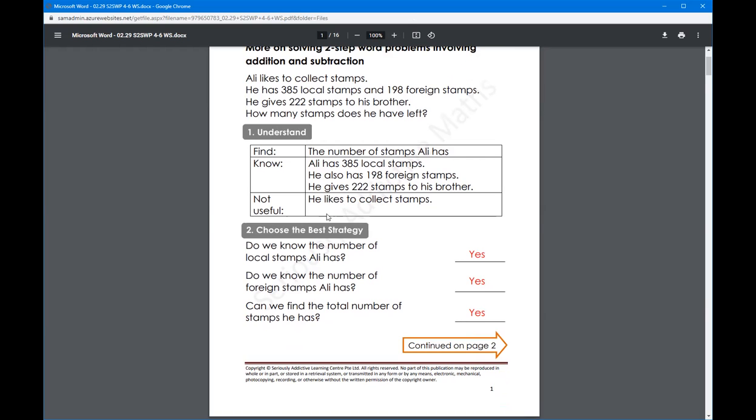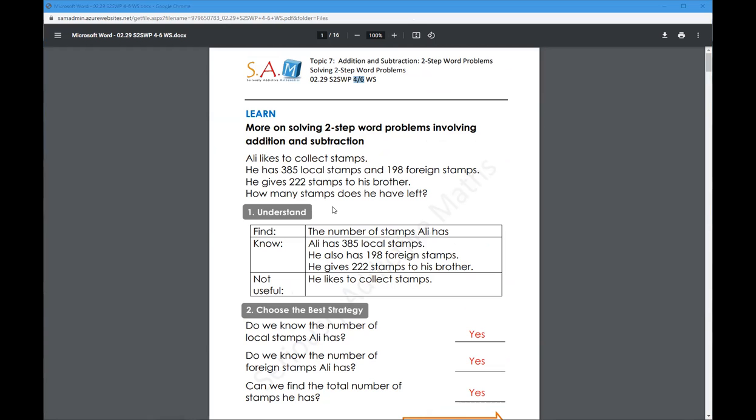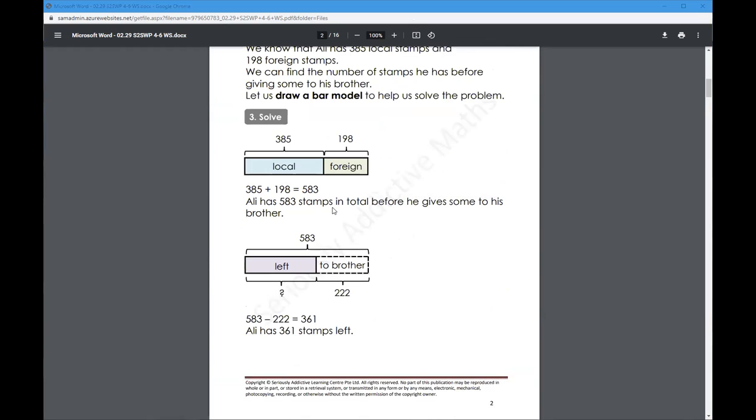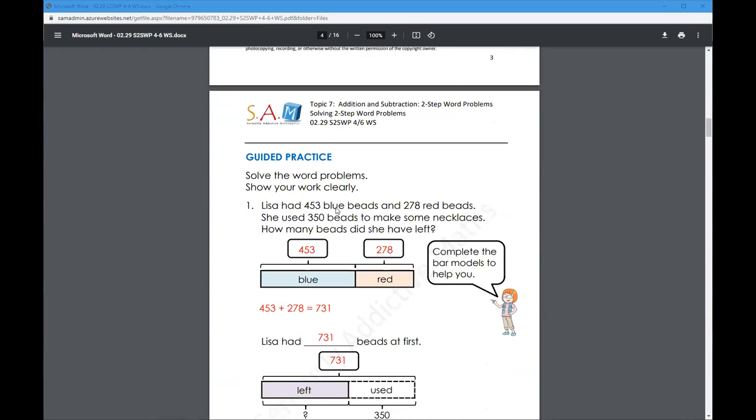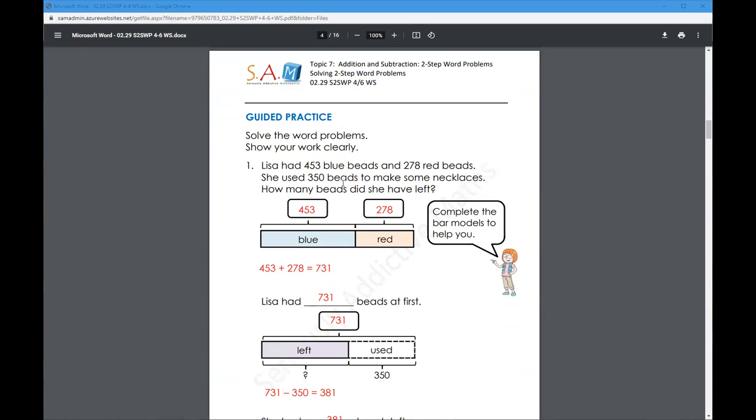Now I would suggest that we skip the learning part, so you don't have to go through that with them. Instead, use the guided practice to teach. Even though the bar model is already drawn here, I would like you to draw it and get students to draw on the side as well, because they need as much practice as possible.